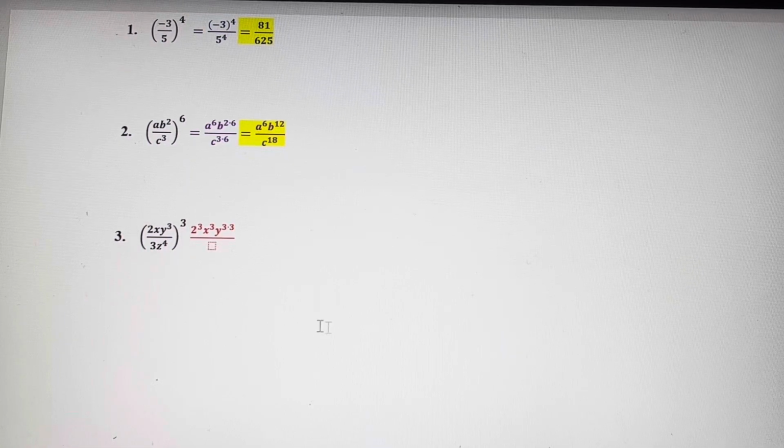In the denominator, the 3 has to be raised to the third power, and then z to the 4th is raised to the third power, so I'm multiplying those, okay? So we're going to evaluate these numeric values to the third power, and we're going to multiply these exponents to clean that up.